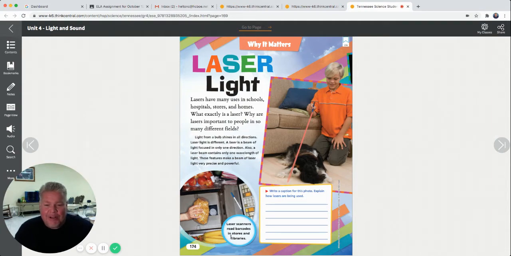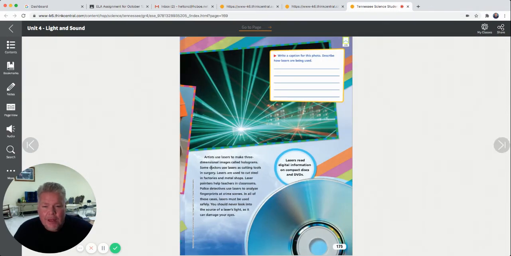They read barcodes in stores, and even in the library, if you help Miss Dalton check out a book, she has the little thing that scans your book. It uses lasers. Lasers are a very, very important part of light. Artists use lasers to make three-dimensional images called holograms. Some doctors use lasers as cutting tools in surgery.